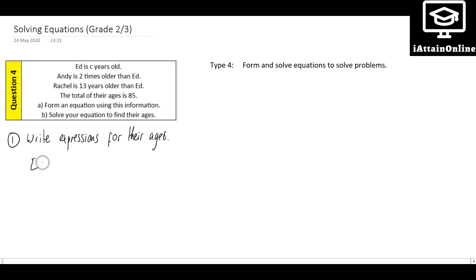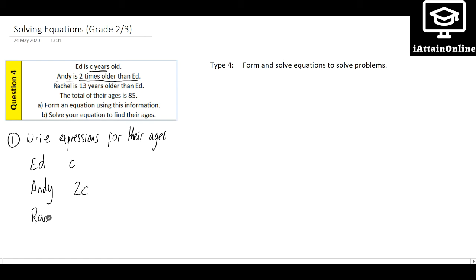So Ed, we are told in the question, is C years old. So we're going to say Ed is C. Andy is 2 times older than Ed. So whatever Andy's age is, double or 2 lots of Ed's age. So if Ed is C years old, we don't know what that number is yet, but we know that Andy is double that, or 2 lots of C. Now in algebra, we don't need that times, so it's just 2C.